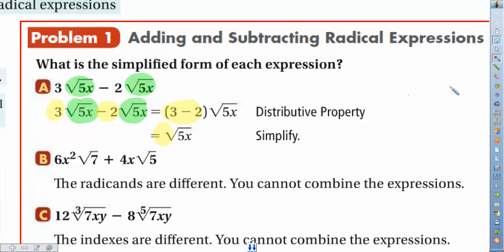Take a good look at this one. What do you notice? I see a square root of 7, and up front, we see a square root of 5. So since the radicands are different, you cannot combine those. Technically, what you would write as your answer is that this is already simplified. You can't simplify that anymore.